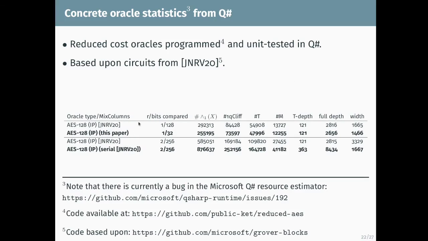So this top line represents the possibilities for the cheap oracle, and this bottom line represents the possibilities for the expensive oracle. As we can see, we have a pure win in all metrics for the cheap oracle, apart from perhaps t-depth, and for the expensive oracle we've reduced the number of qubits, but we've increased the depth and all the other costs.